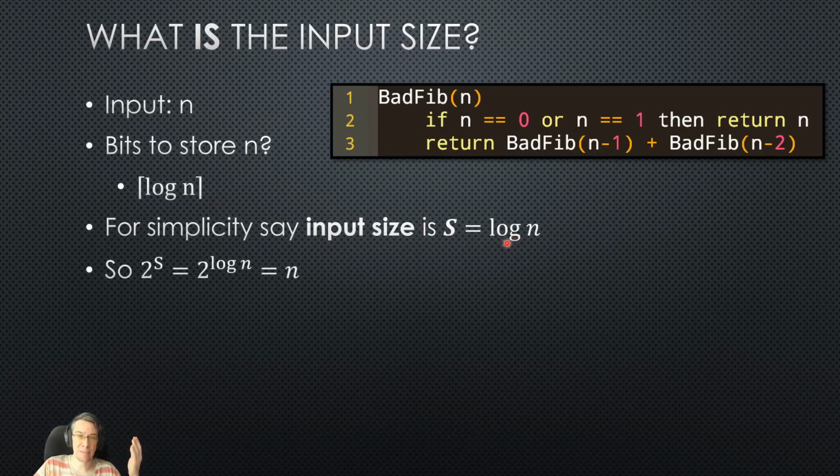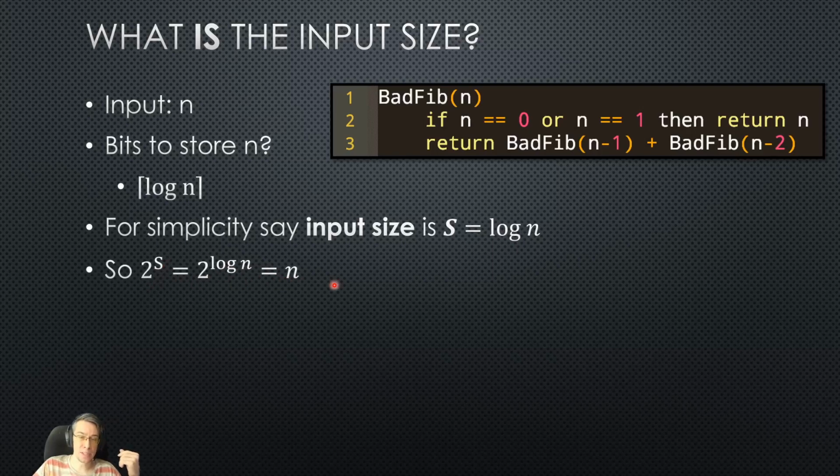If you weren't able to make a simplifying assumption like this, you would have to say the input size is greater than or equal to log n, because this is a ceiling. Okay, just for simplicity, let's say that the input size is equal to log n, and s is going to be your input size. So what's n in terms of s? Well, 2 to the s is 2 to the log n. If the base of this log is 2, then this is just n, right? So 2 to the s is n.